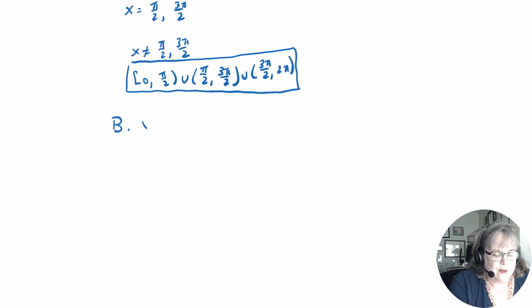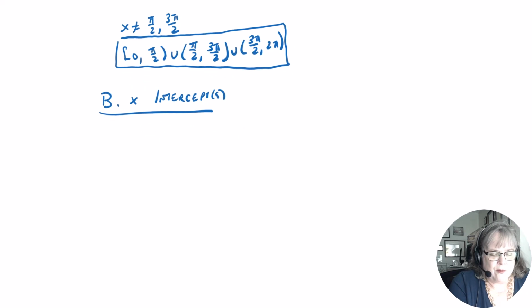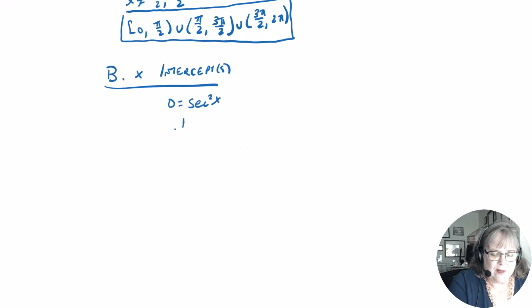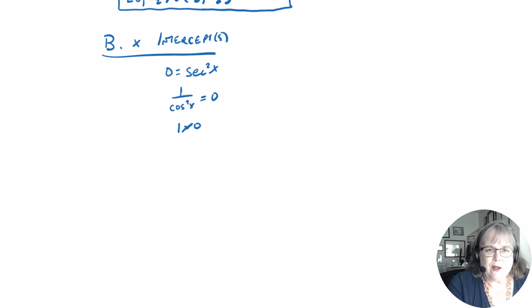Now, we're looking at x-intercepts for the next step. The x-intercepts would be located where y is equal to 0. So this would be saying, where is 1 over cosine squared x equal to 0? Well, notice that there's 1 in the numerator, and you get 0 where the numerator is equal to 0, and 1 can't be equal to 0. And if cosine x is equal to 0, it's undefined, so there are no x-intercepts.